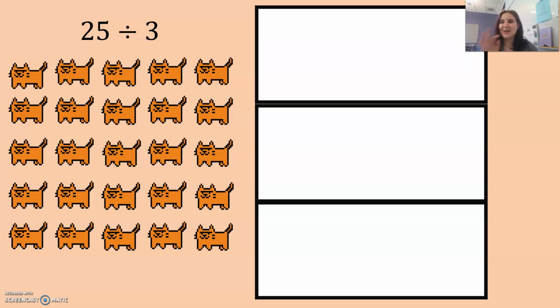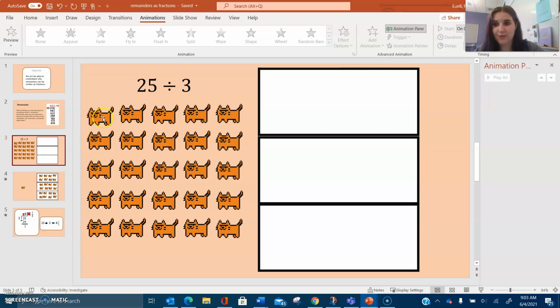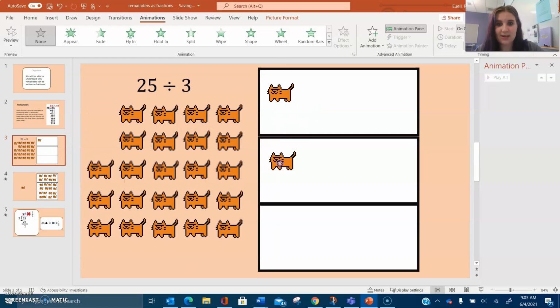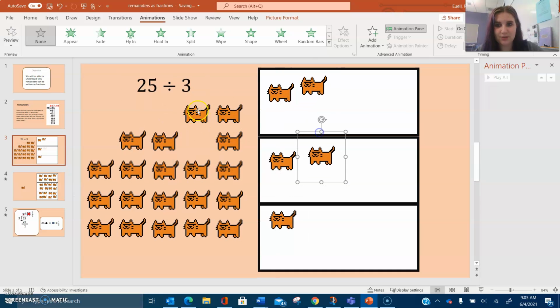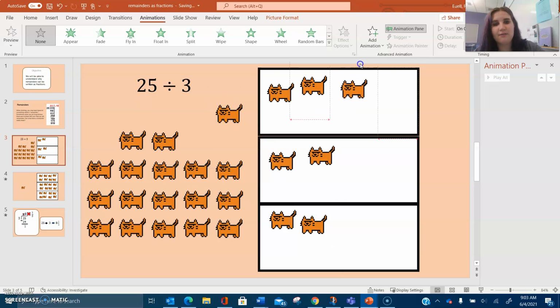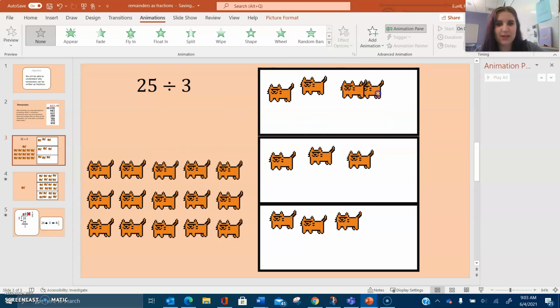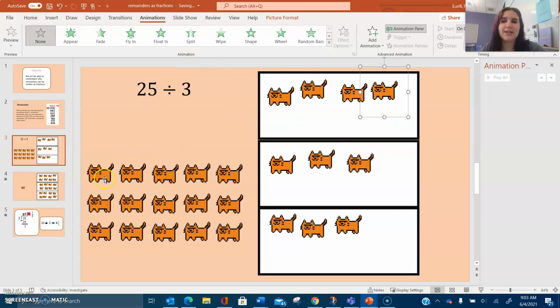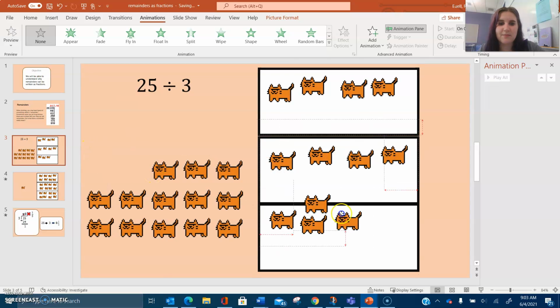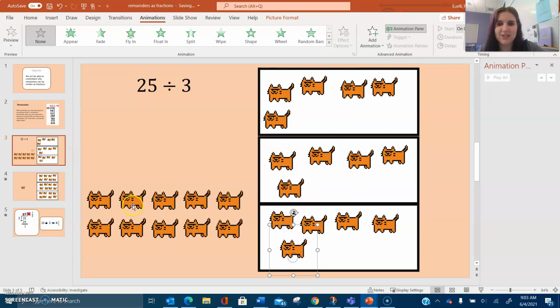going to use cats. So here are 25 cats, okay? 25 cats that I will divide into 3 groups. So I can go through each one and keep dividing it into groups. So I put 1 in each group. I'm going to keep putting them into groups into 3 groups. So I would keep doing this. I would keep on going and doing that until I run out of cats.